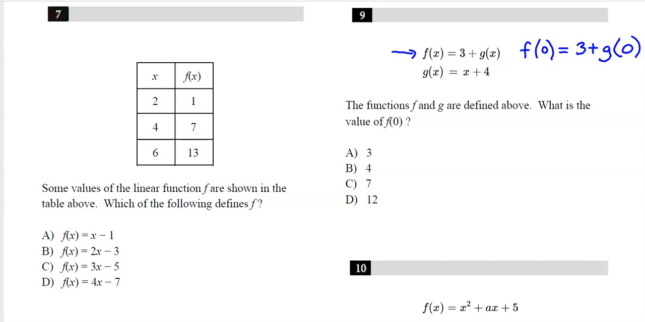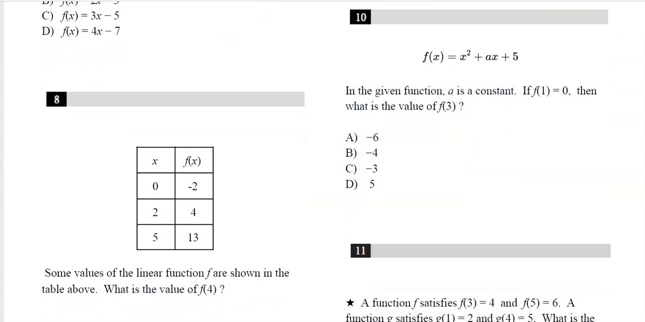I don't know what g of 0 is, but I have a function here. Let's just put it in. g of 0 is just 0 plus 4, which is 4. So now I know what g of 0 is. It's 4. So f of 0 is just going to come out to be 7. So it's kind of a double function problem.